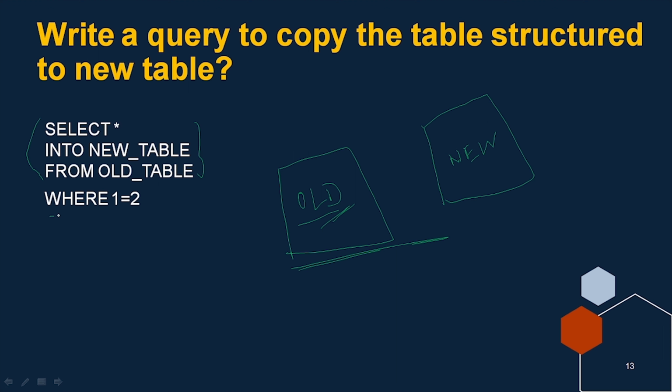data. But here if I input this where condition 1 equal to 2, then it will not pick the data from this old table. It will only take the description of the old table and create one new table for me with a similar structure to this old table.